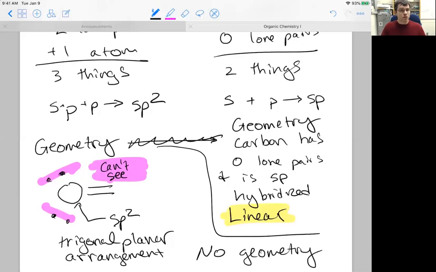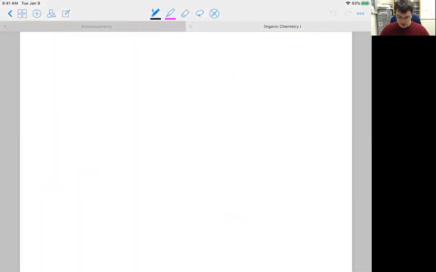So when you introduce lone pairs of electrons, you start to take away some of the features that give it its interesting geometry. Now, if we have two atoms attached, all of a sudden we can get to geometry. So let's look at another example. Let's say we've got this structure.